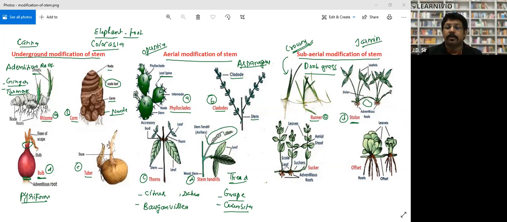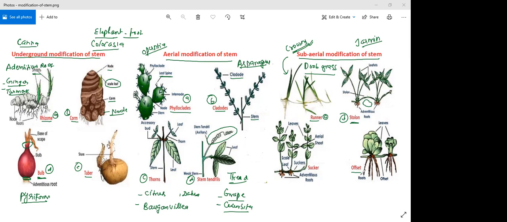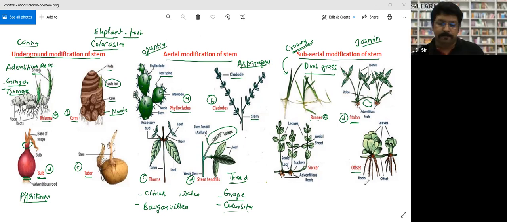One more point, stolon may be one or more nodes longer. So it may have one or more than one nodes. One or more than one node longer.